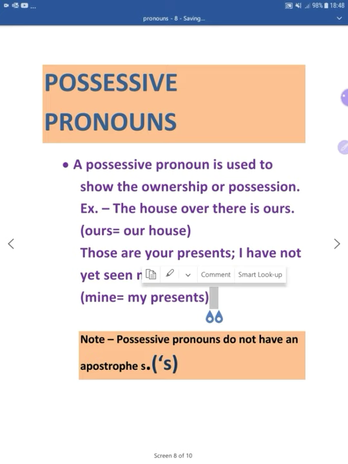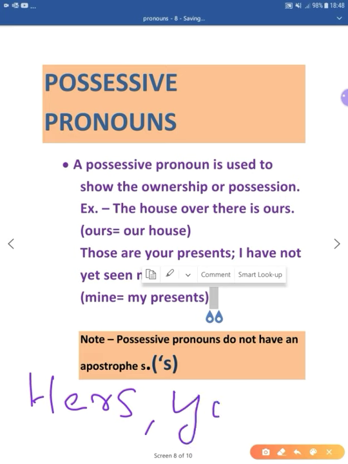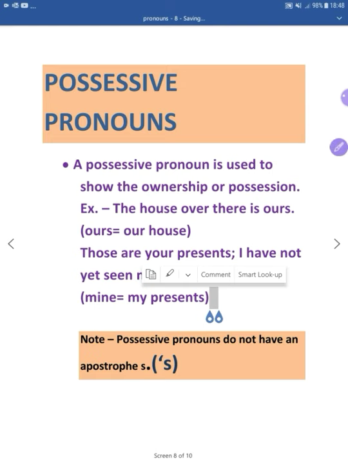But you have to make sure that possessive pronouns do not have any apostrophe s. Like if you are writing hers, her apostrophe and then s, then that is wrong. It will be simply written like hers. You can write it here: hers. In the same way, you can write yours. So I believe now you have understood possessive pronoun.